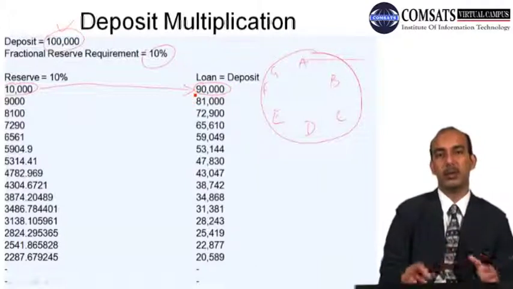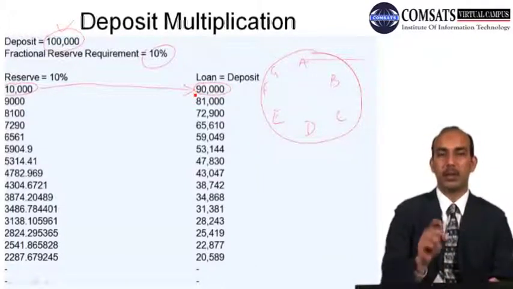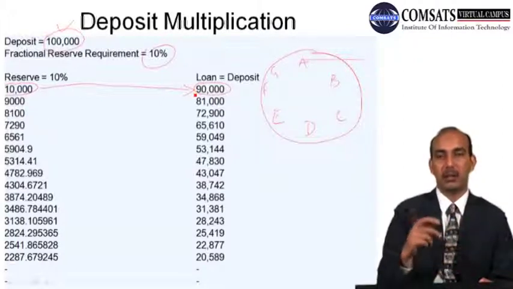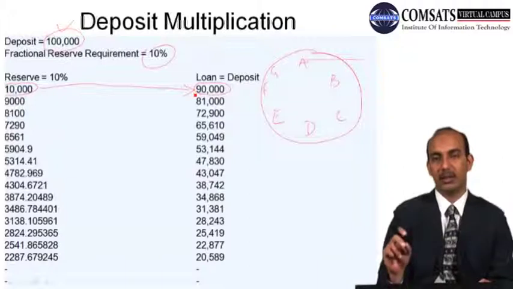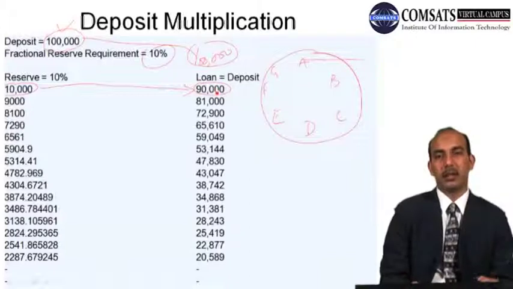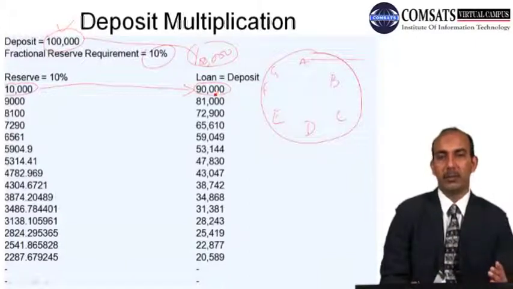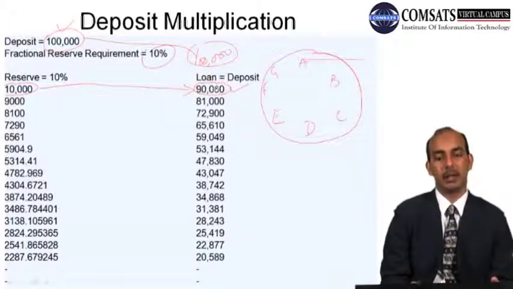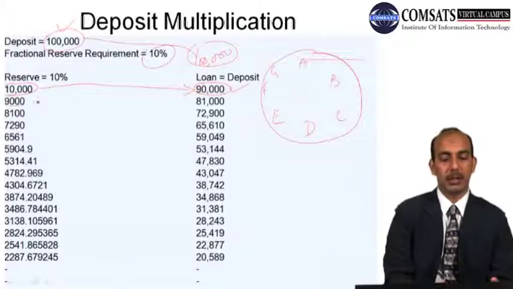So the deposit goes into the banking system again. The initial deposit of 100,000 became a deposit of 90,000 in the next stage. You can see here the initial deposit is 100,000, and then in the next step, after keeping 10% of it as a reserve, it becomes 90,000. And then again, 10% of this loan, which becomes a deposit again, is kept in the bank, maybe the same bank, maybe any other bank.